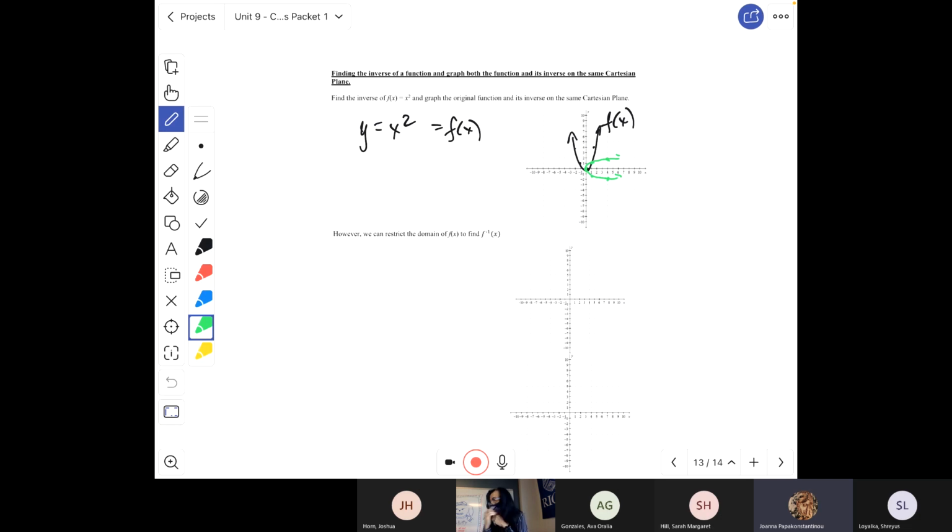Now, the domain of the original function is what? That's right. And its range, so let's go ahead and state that. The domain of the original function is negative infinity to positive infinity. What is the range of the original function? 0 included, 0 to infinity, right? That's our original function.